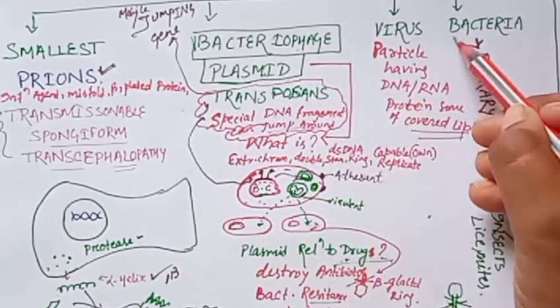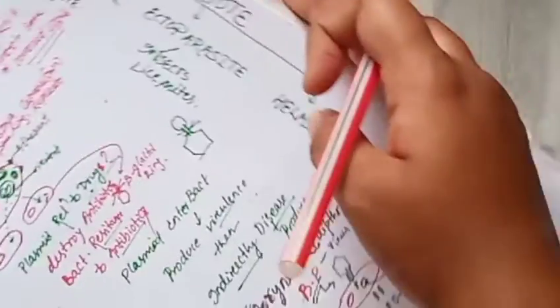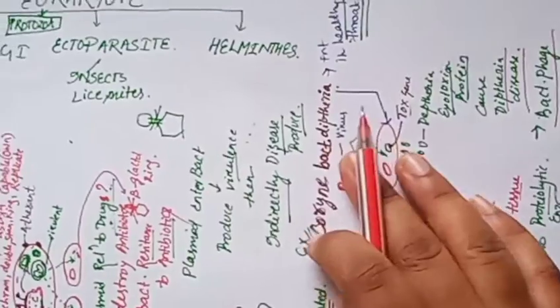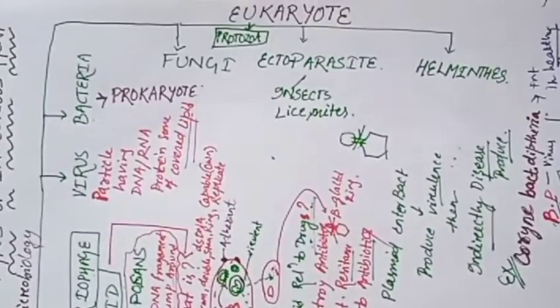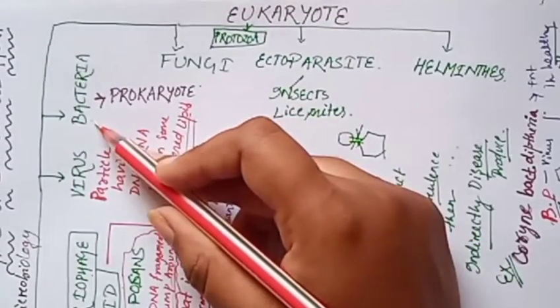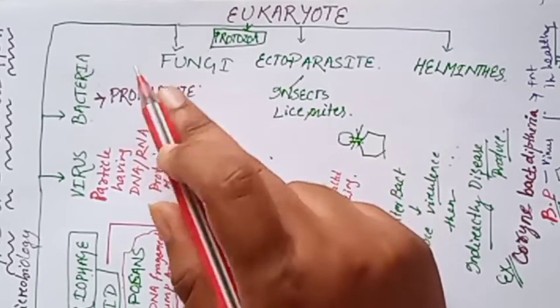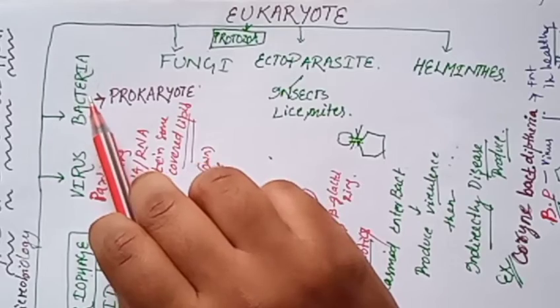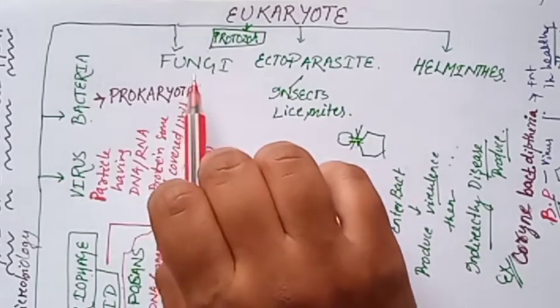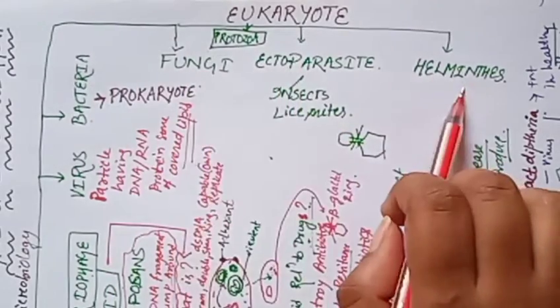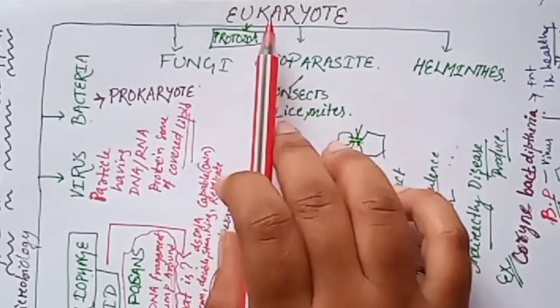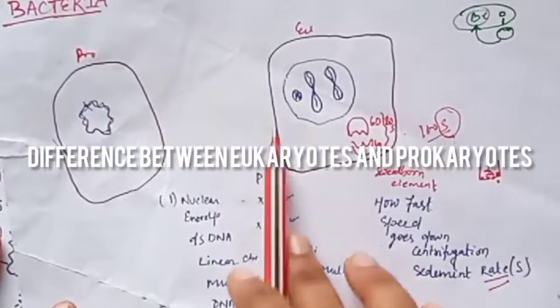After that, we discuss bacteria, fungi, ectoparasites, helminths. These are eukaryotic infectious organisms. So not all bacteria are infectious. Some bacteria coated with an infectious substance are infectious towards our body. Then fungi, ectoparasites, helminths are eukaryotic cells, and this is a eukaryotic cell.